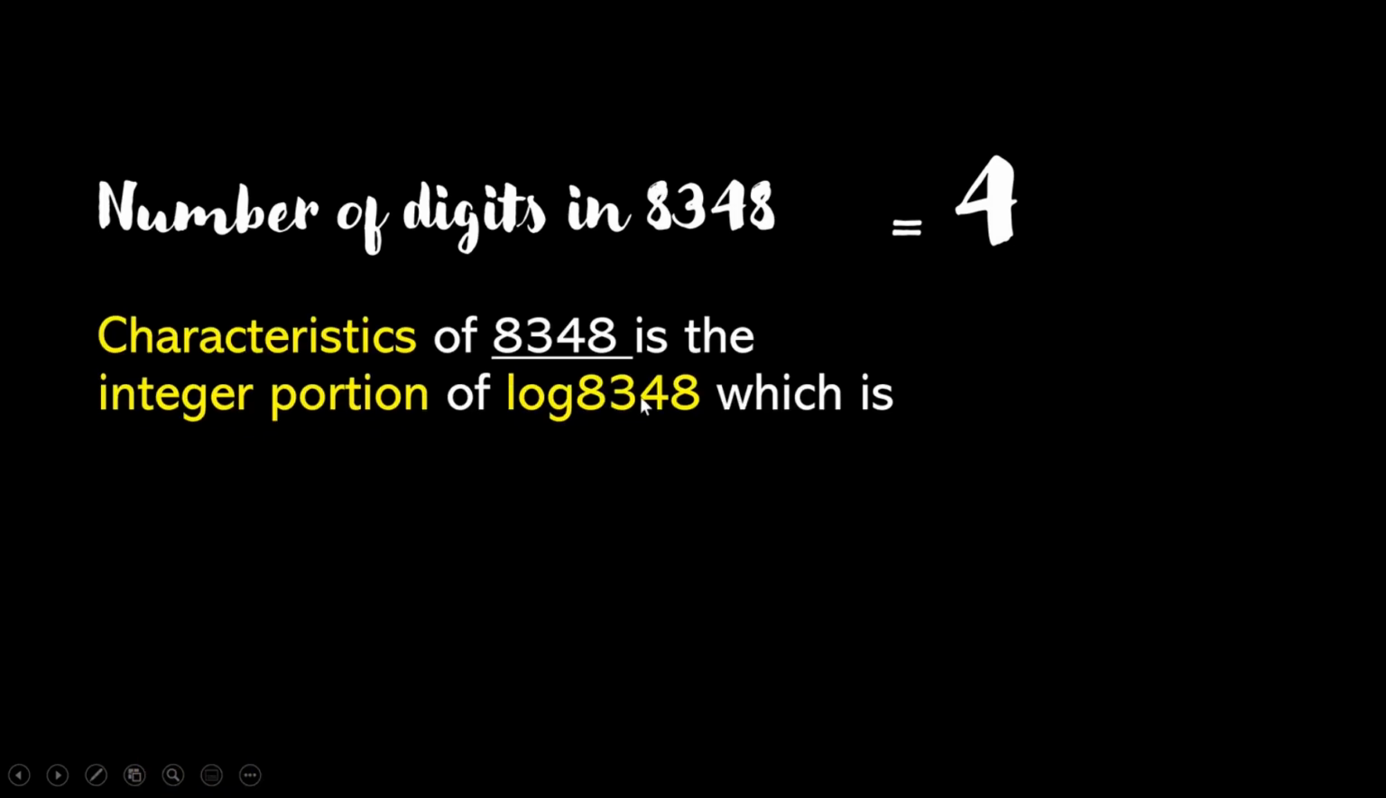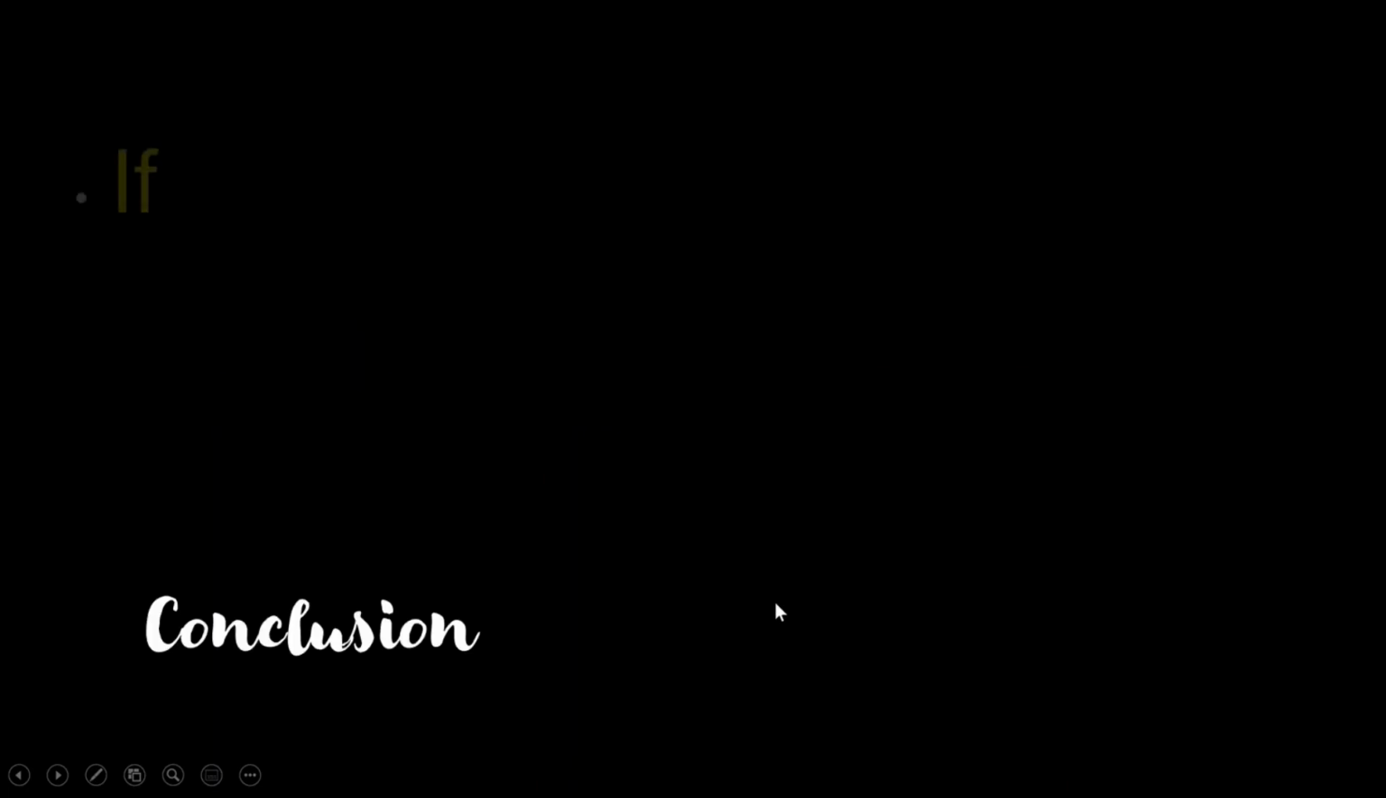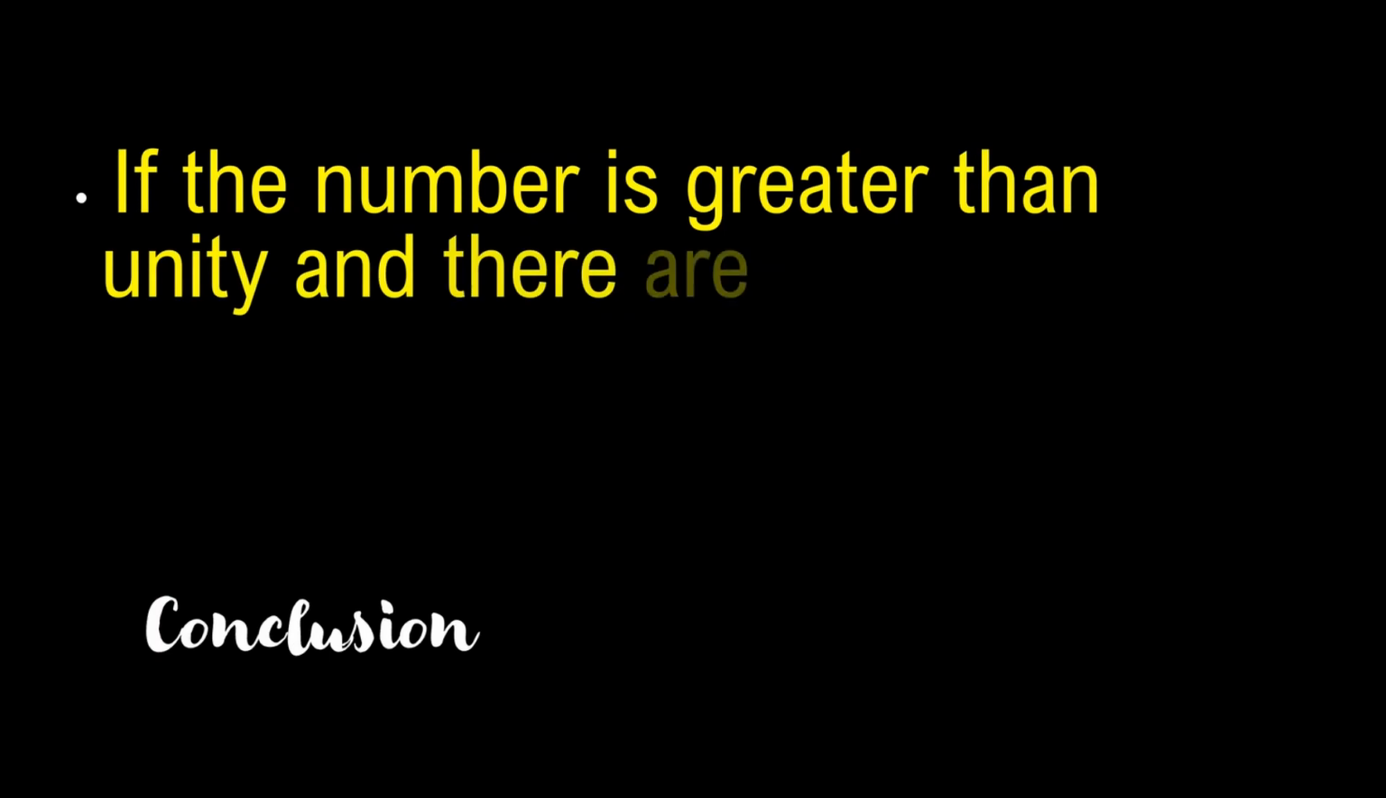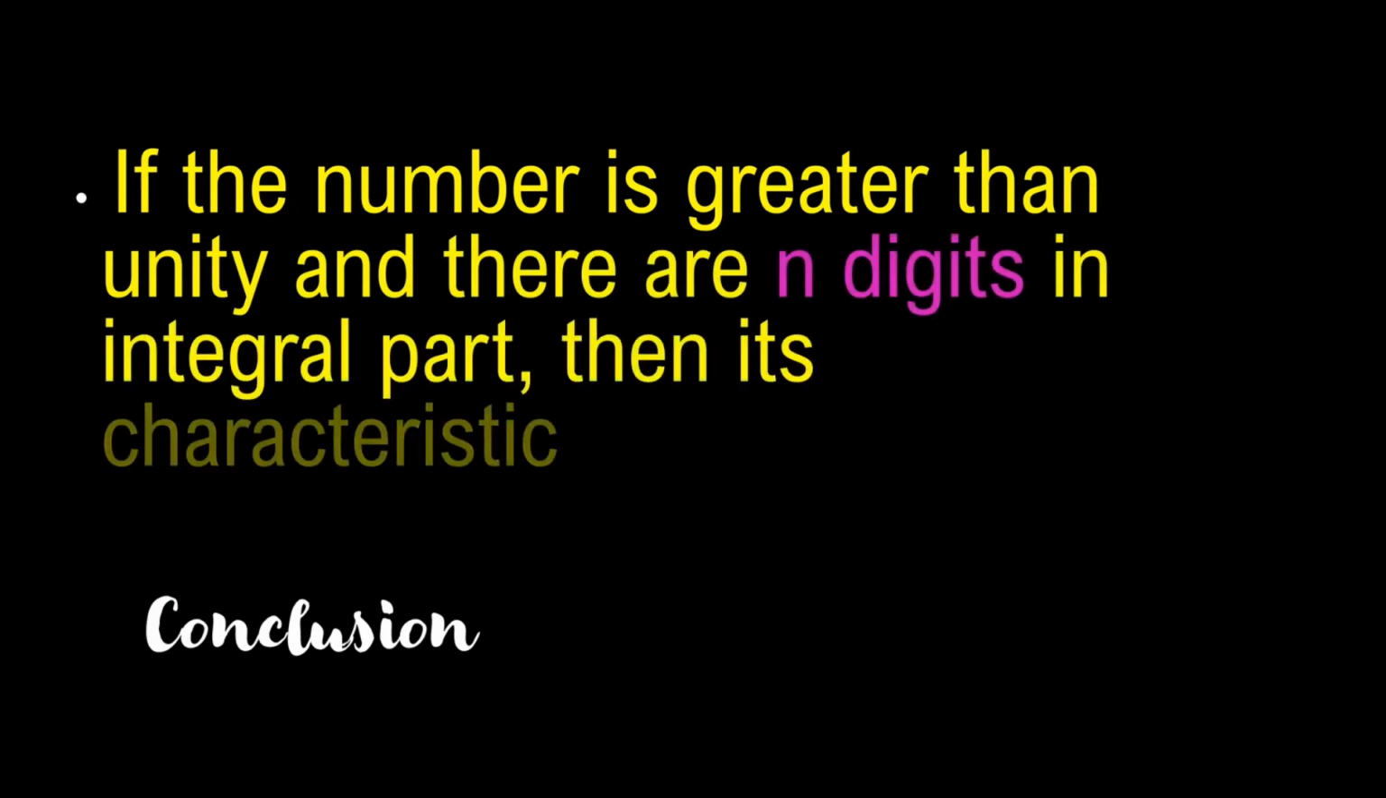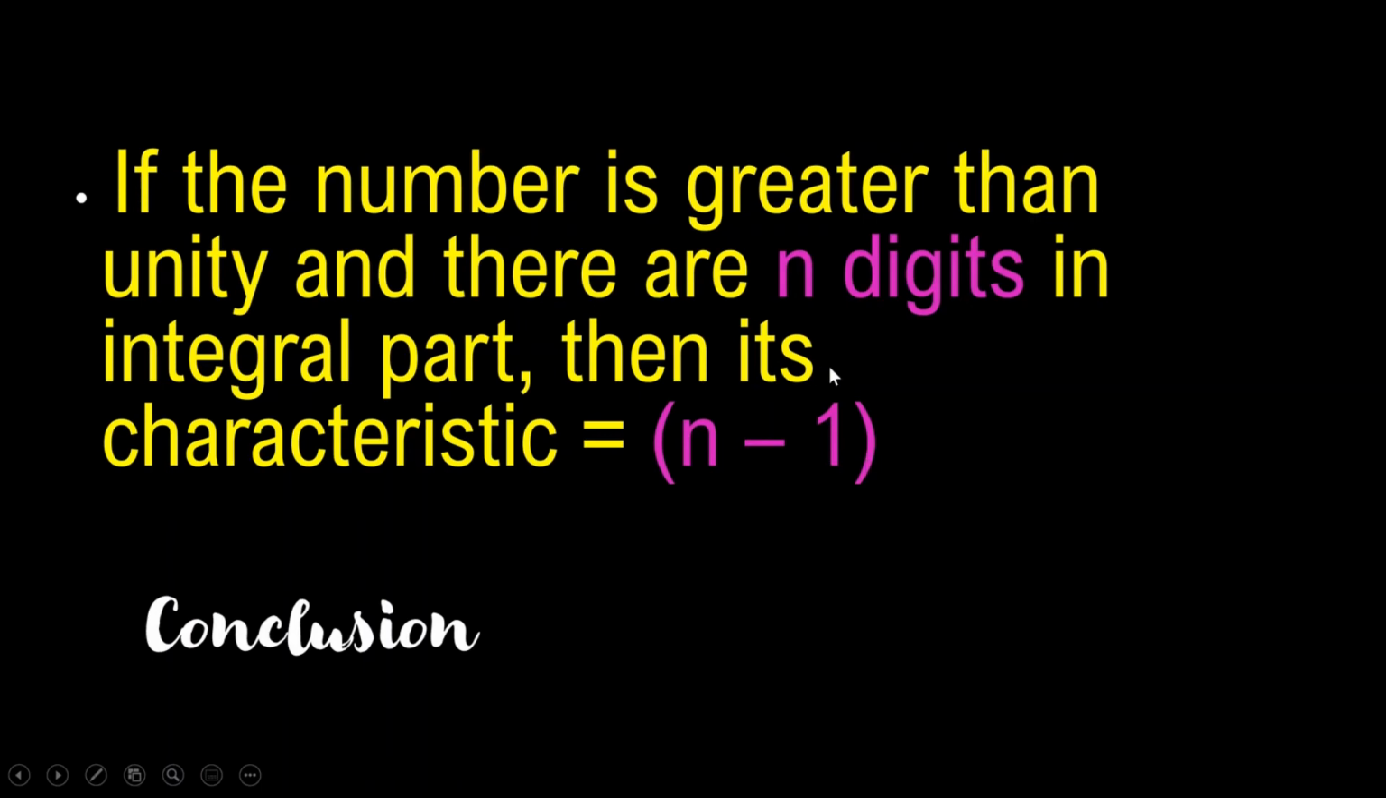Then we can write the characteristic as 3. So we can see that there is a pattern here. We can conclude that if the number is greater than unity, and we are trying to find the value of the logarithm, and if there are n digits in the integral part, then the characteristic is n minus 1. Whatever the number of digits, 4358, 9276, whatever, if the number of digits is 4, the characteristic will be 3.